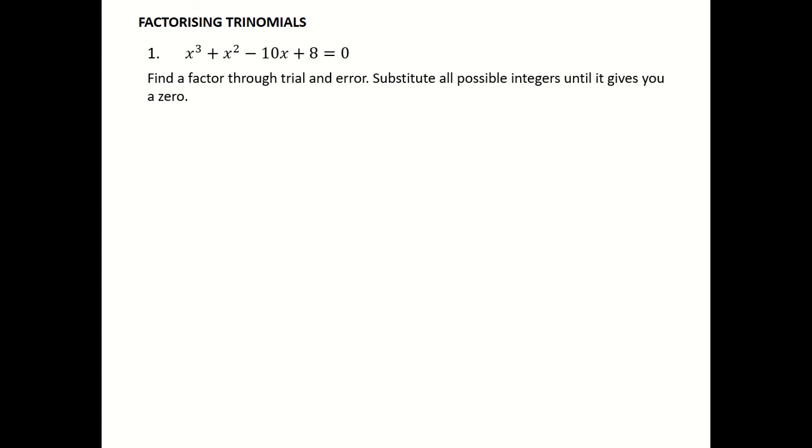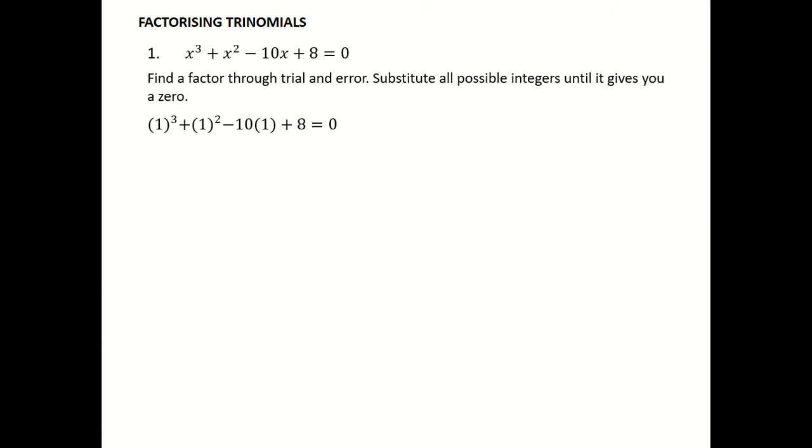Okay, now factorizing the trinomial. So I'm going to factorize this quickly for you. Find a factor through trial and error. So basically use your calculator. Wherever there's x, substitute any possible integer, all right, until you find an integer that will give you an answer of 0. Now in this case I tried out 1. You can try out, I normally start from -5 up to +5. One of those should work. In this case I tried out 1 and 1 worked out perfectly well.